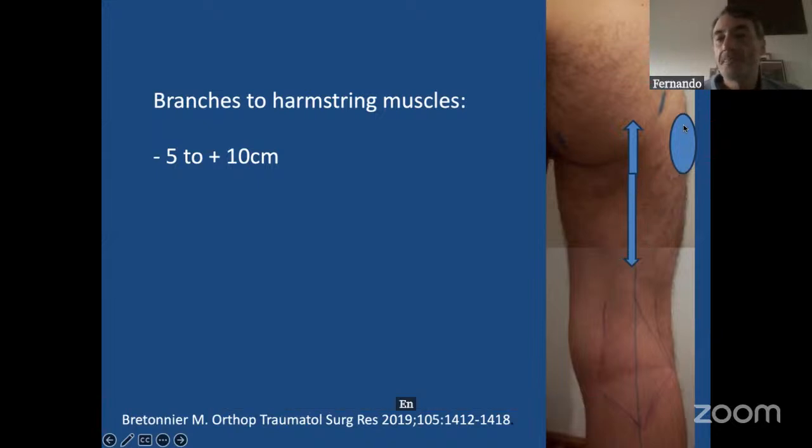And they use the greater trochanter as an anatomical landmark, and they trace a line at the greater trochanter of the femur, and they found that most of the time the nerves to the hamstring muscles are located 2 to 3 centimeters below this line. But the nerves can be located up to 5 centimeters above and 10 centimeters below the greater trochanter.